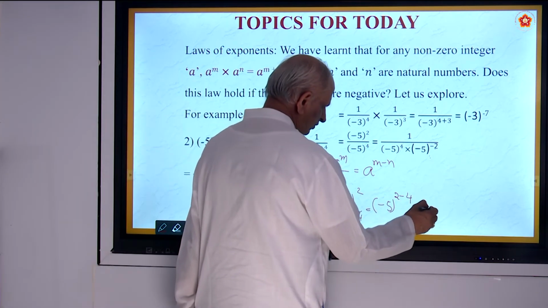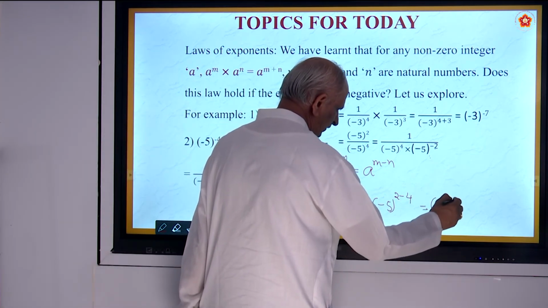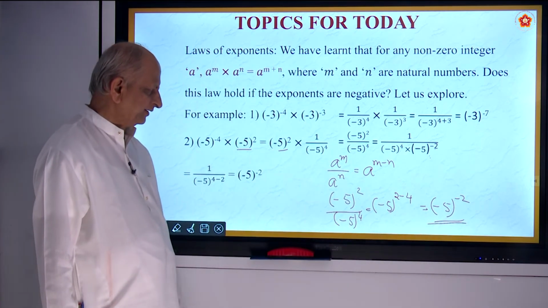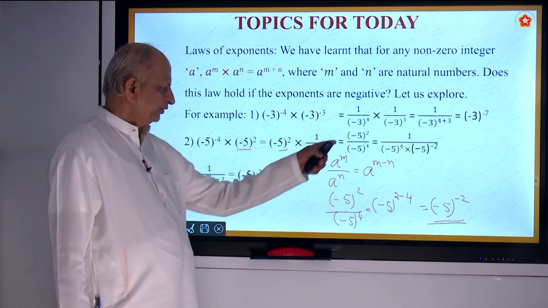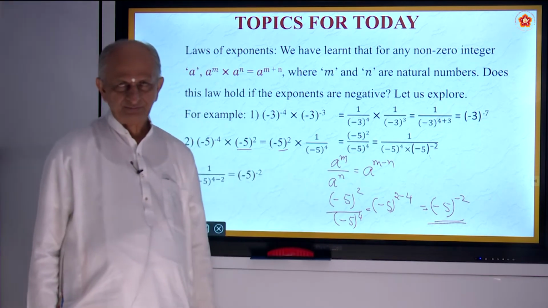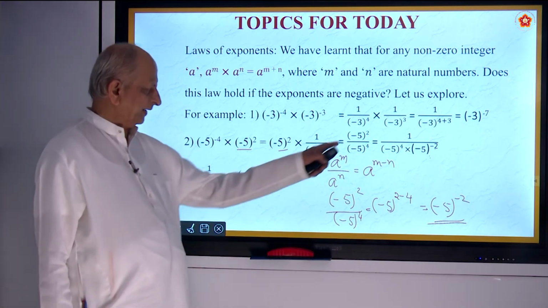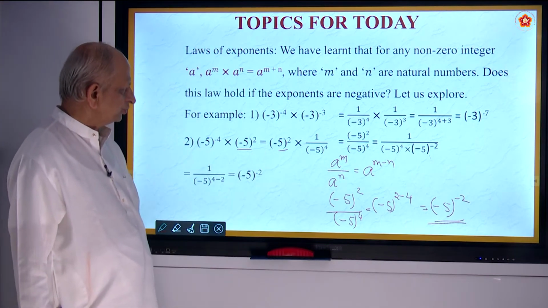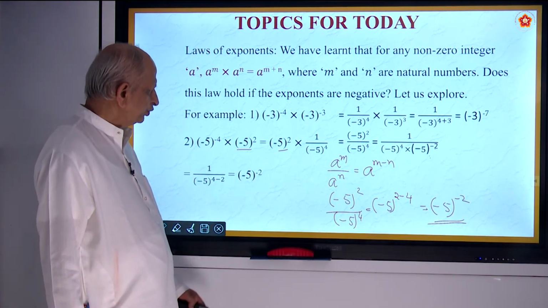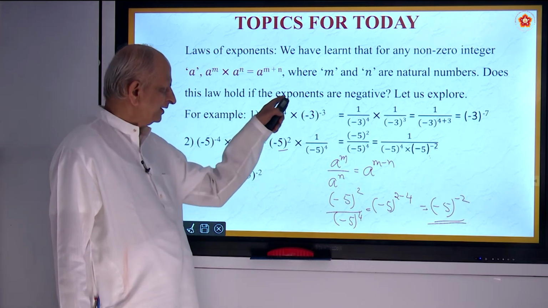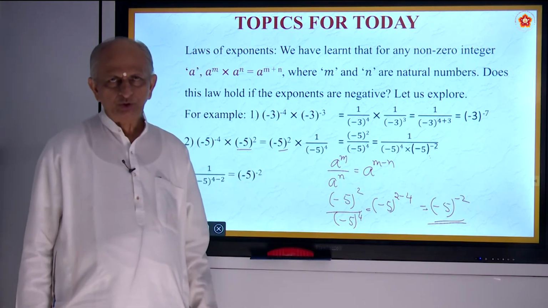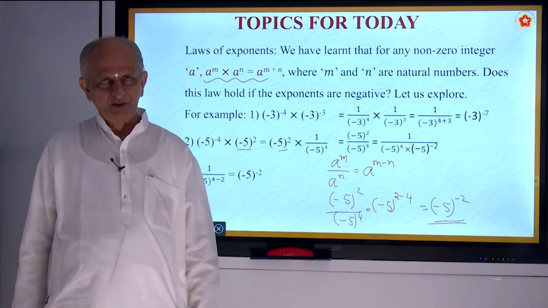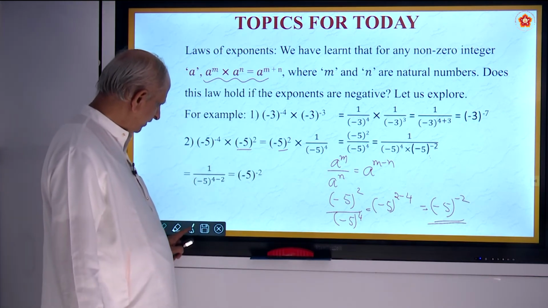So you have minus 5 to the power of minus 2, very simple, by using the second law of exponents. Or you can do like this also, there is nothing wrong. But you must know clearly, plus becomes minus. Anyway you can do. So what does it show? It shows that even if the exponents are negative, this law holds good. Followed? That's what you have to see, important.